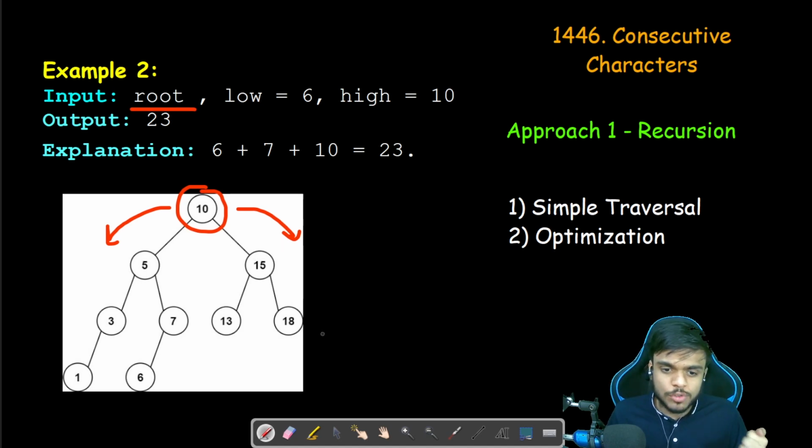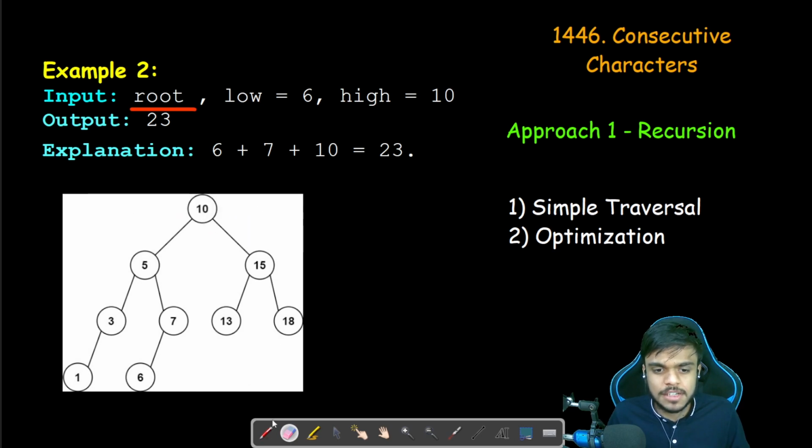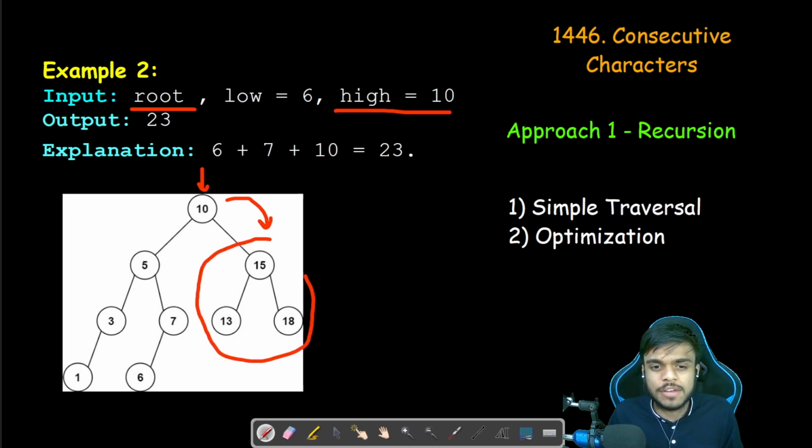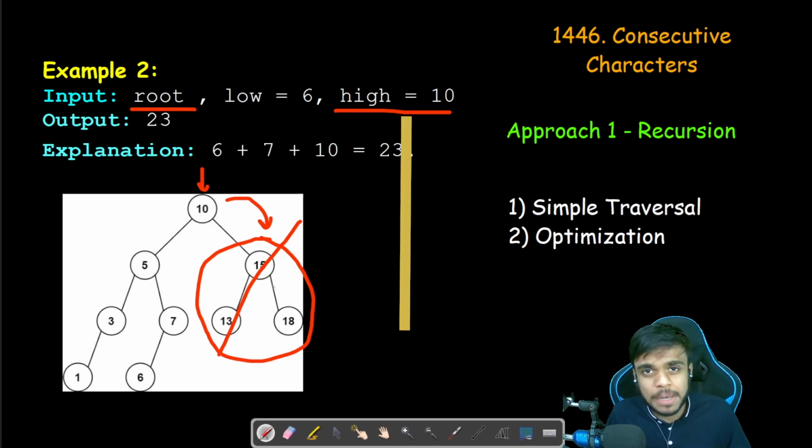For example, in this example itself, if we are at this particular node, then we are already at the value high, that is 10. As we already know, all the right side children would definitely be greater than 10. So it does not make any sense to traverse this part of the subtree, because it would definitely be greater than 10 and would not be considered in our final output. So we can just ignore that. Let us try to understand how we can apply it in the code.